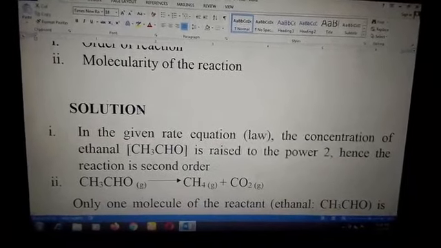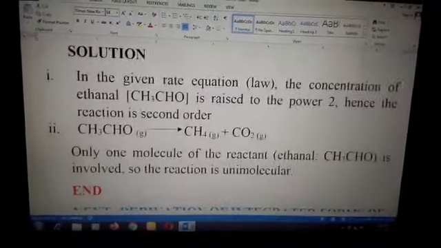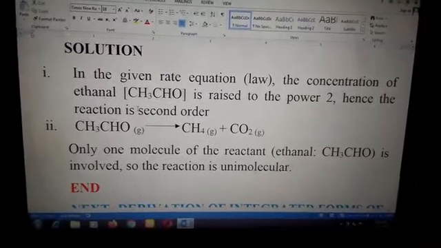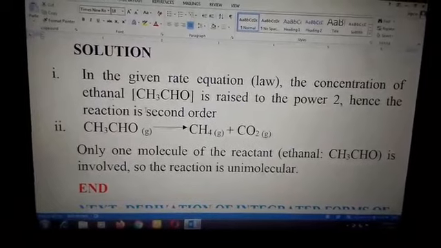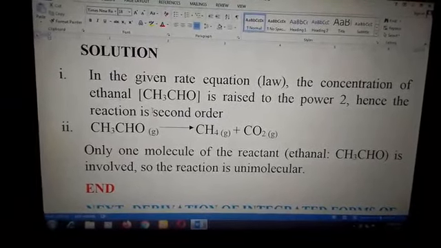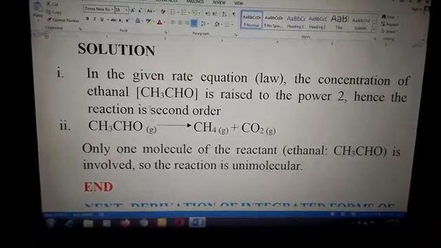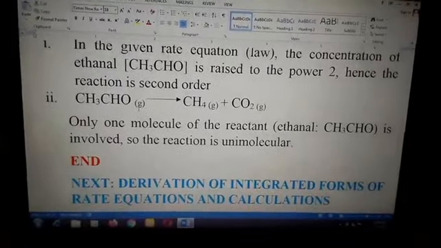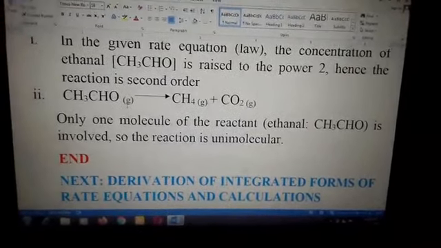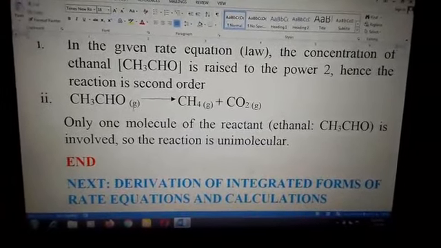Then II says find the molecularity of the reaction. We go to the chemical equation. Look at the reactant side, not the product. You ask how many molecules of ethanal are involved. Only one molecule of ethanal is involved in the reaction. And that makes the reaction a unimolecular reaction. So we say only one molecule of reactant ethanal is involved. So the reaction is a unimolecular reaction.